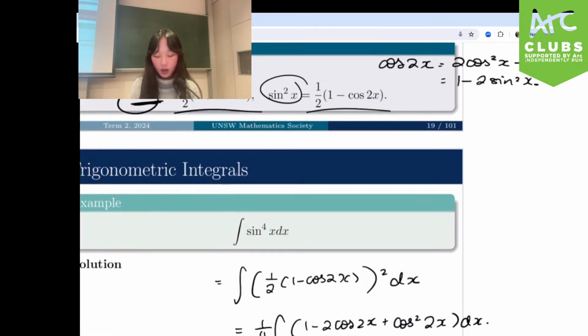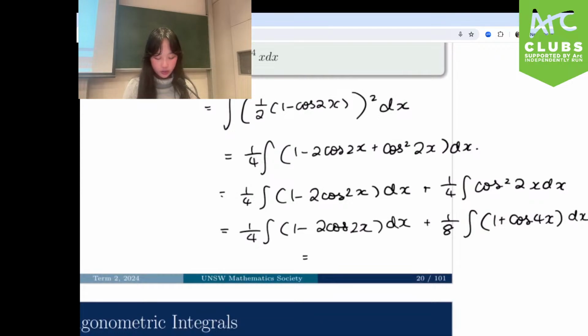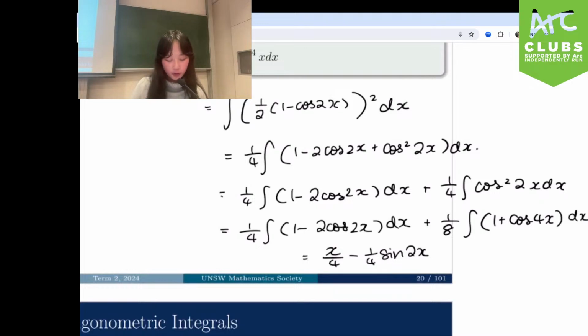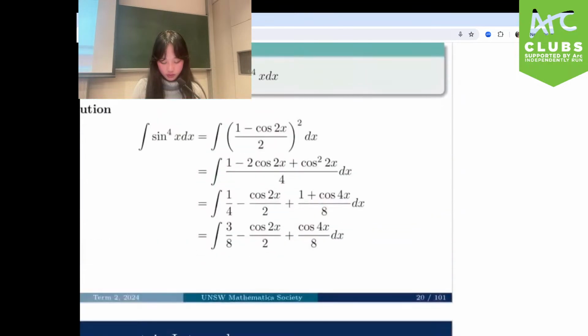So what is it? It's half of 1 plus cosine double angle, which is 1/8 of 1 plus cosine double angle, which is 4x here. 2 times 2x is 4x. If we integrate all of this, we'll get x on 4 minus 1 on 4 sine 2x. The integral of cos is sine, because the diff of sine is cos, and plus x on 8 plus 1 on 32 sine 4x. And let's check if that's consistent with our answers.